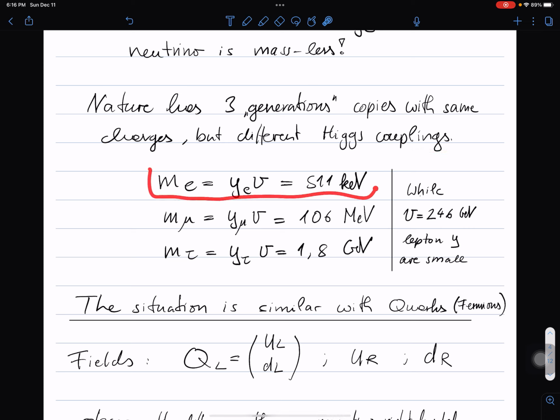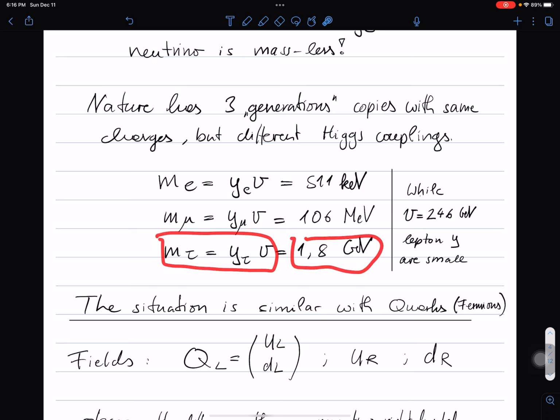So while the electron has a mass of about 511 kilo-electron-volts, like half a mega-electron-volt, the muon, the next heavier lepton, has about 100 MeV mass, and the tau lepton is really heavy and has almost 2 GeV in mass. And this vacuum expectation value v is at 246 giga-electron-volts, so it's actually a pretty large number, and all the leptons have quite small Yukawa couplings.